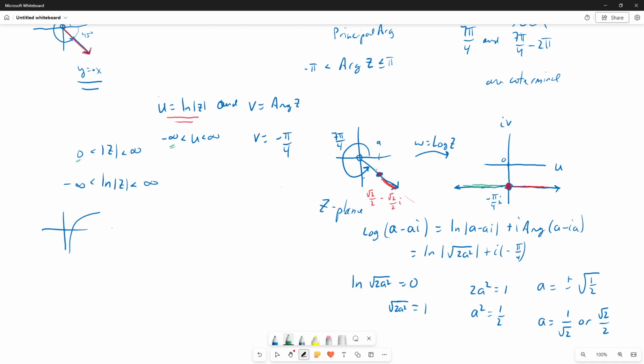So a little bit more detail here. This portion of the ray, that finite portion of the ray, maps to this infinite ray here in green, and this infinite part of the ray maps to the other half of the line, this also infinite ray over here. So there's a little more detailed look at how this ray maps onto this horizontal line.